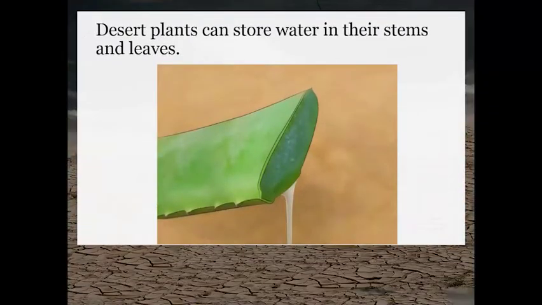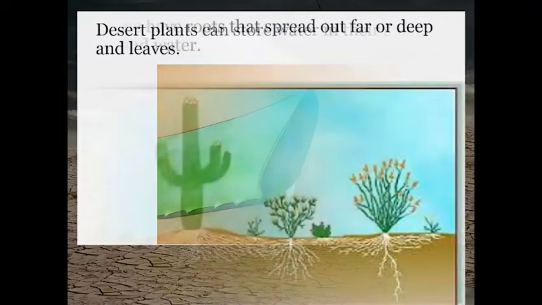Desert plants can store water in their stems and leaves, and as you can see in the picture, if you touch the leaves of these plants, you will find that they are a little bit moist. You can feel the water inside it, because these plants store water in the leaves and in the stems.